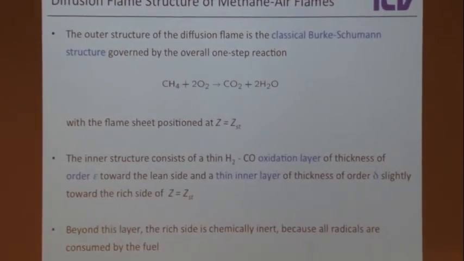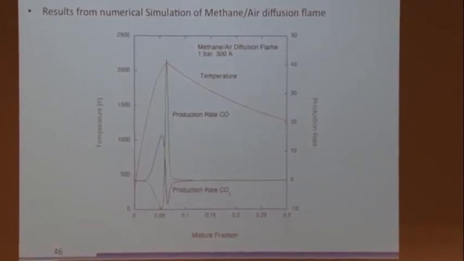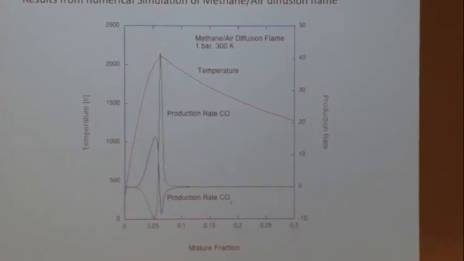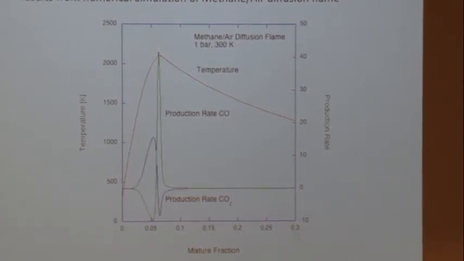Okay, so this is what I just said. Then, if you look at the structure, here is just an example that shows this. Oh, so I could have just flipped one forward instead of 25 slides back. This is the temperature, and this here is the production of CO. So you see here, in the inner layer, exactly where the temperature is maximum, that's where you form CO. This is the production rate of CO. And then on the lean side here, CO is consumed. And again, you see a slight curvature here in the temperature profile.